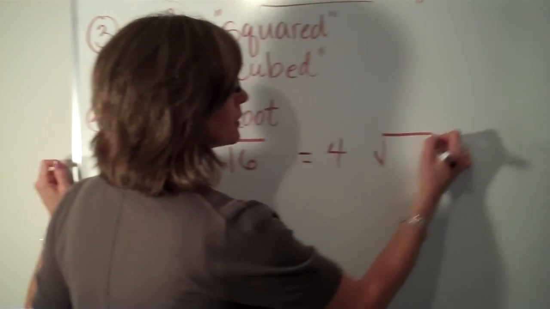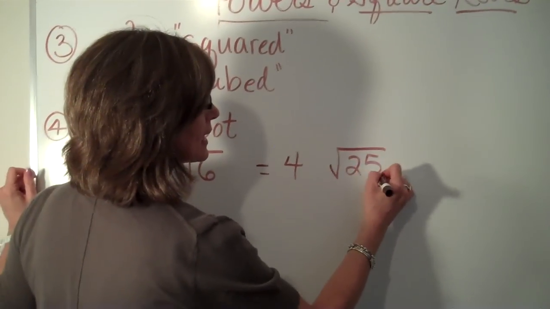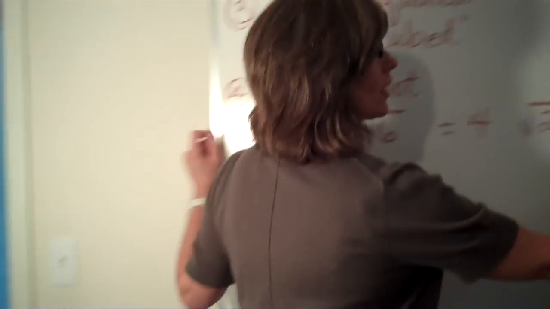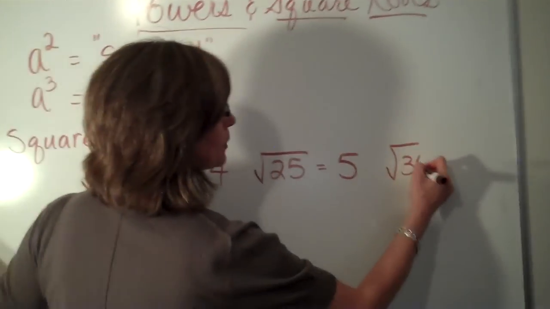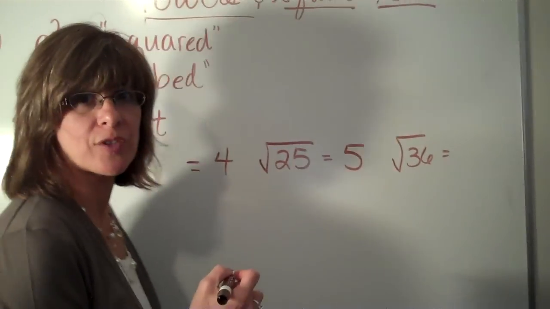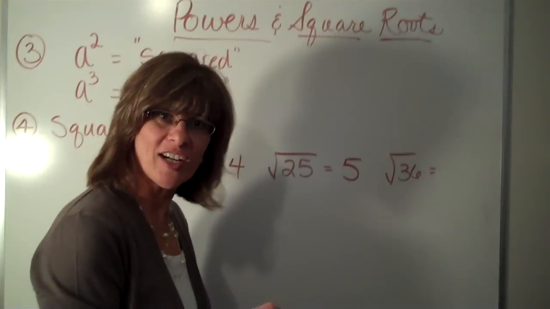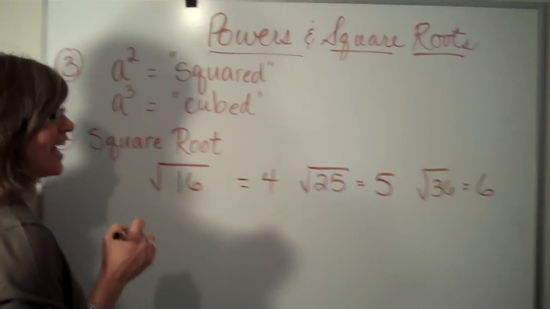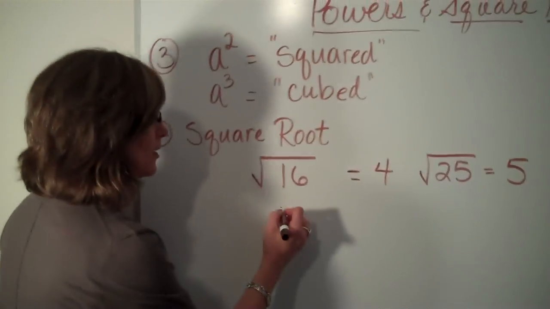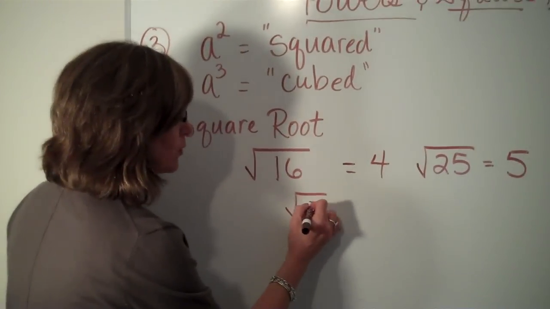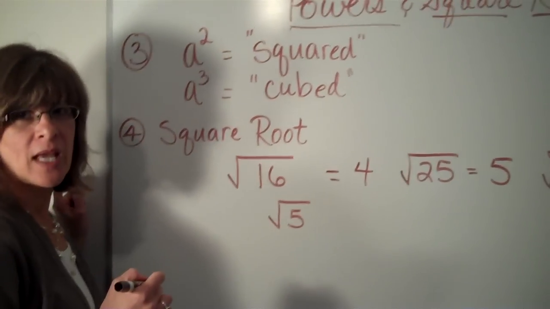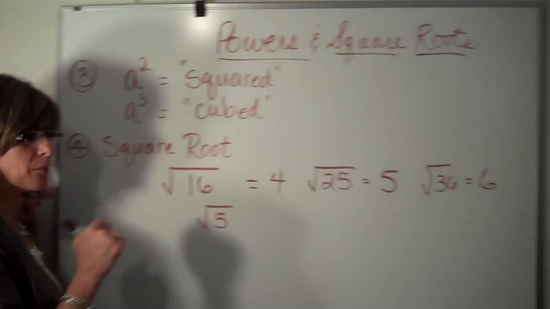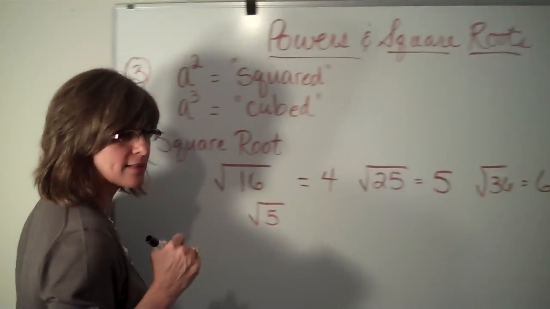What number can be multiplied by itself to get 25? 5. Now you think about what number can be multiplied by itself to get 36. Good, I'm sure you got it. And you said 6. Now, what happens if I had the square root of 5? That is not going to come out to be a perfect number like these, 4, 5, 6.